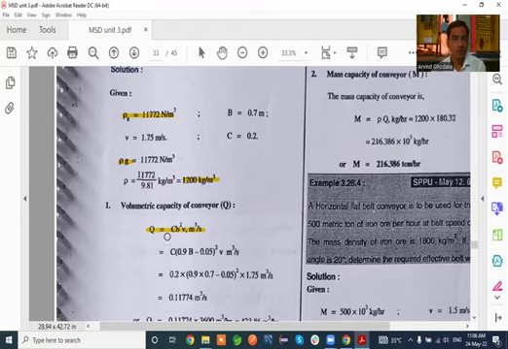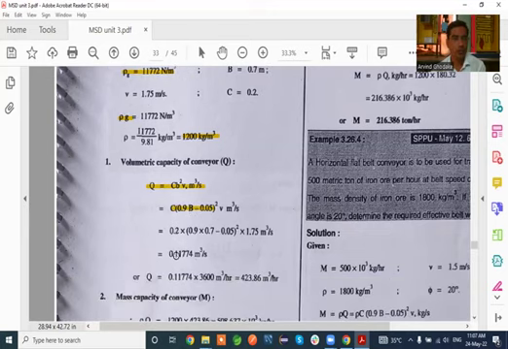C is the surcharge factor, B is the effective belt width, and V is the speed of the belt conveyor. So just putting the values, with B in the form of belt width, you'll get the final value for the volumetric capacity: 0.117 meter cube per second. So we are converting it into meter cube per hour. So the volumetric capacity of the conveyor will be equal to 423.86 meter cube per hour.